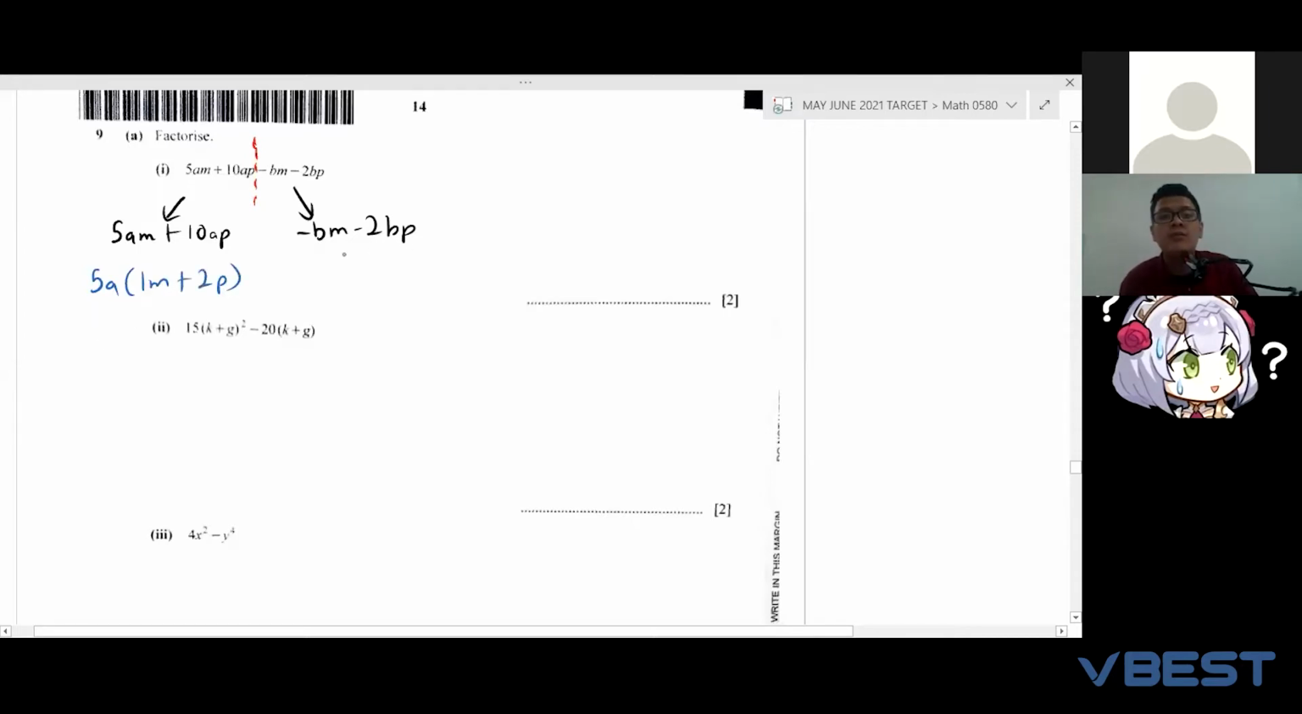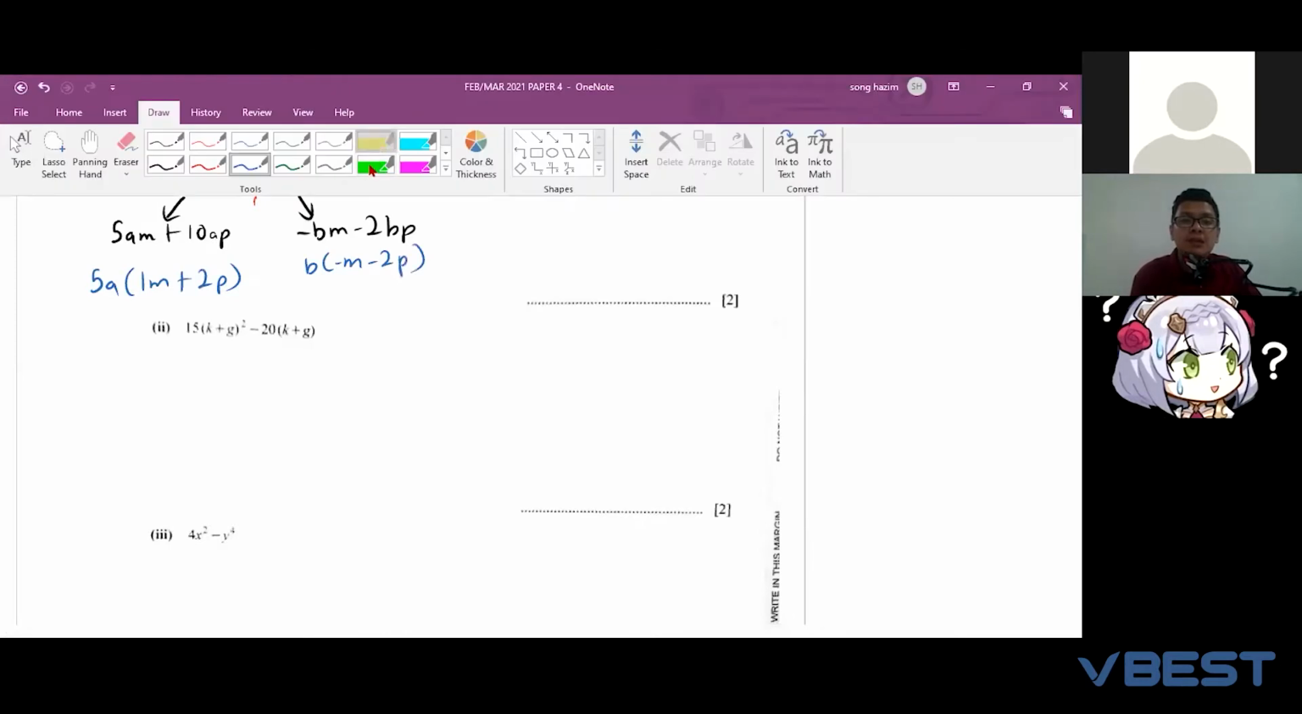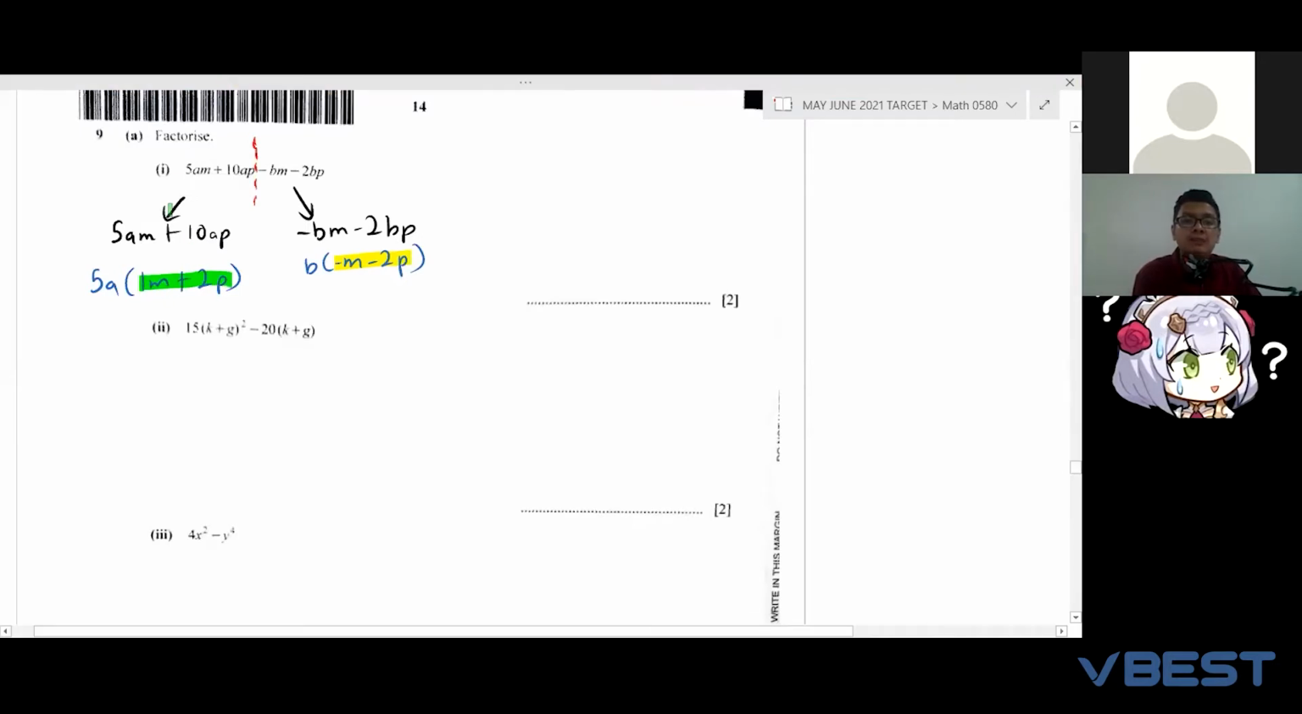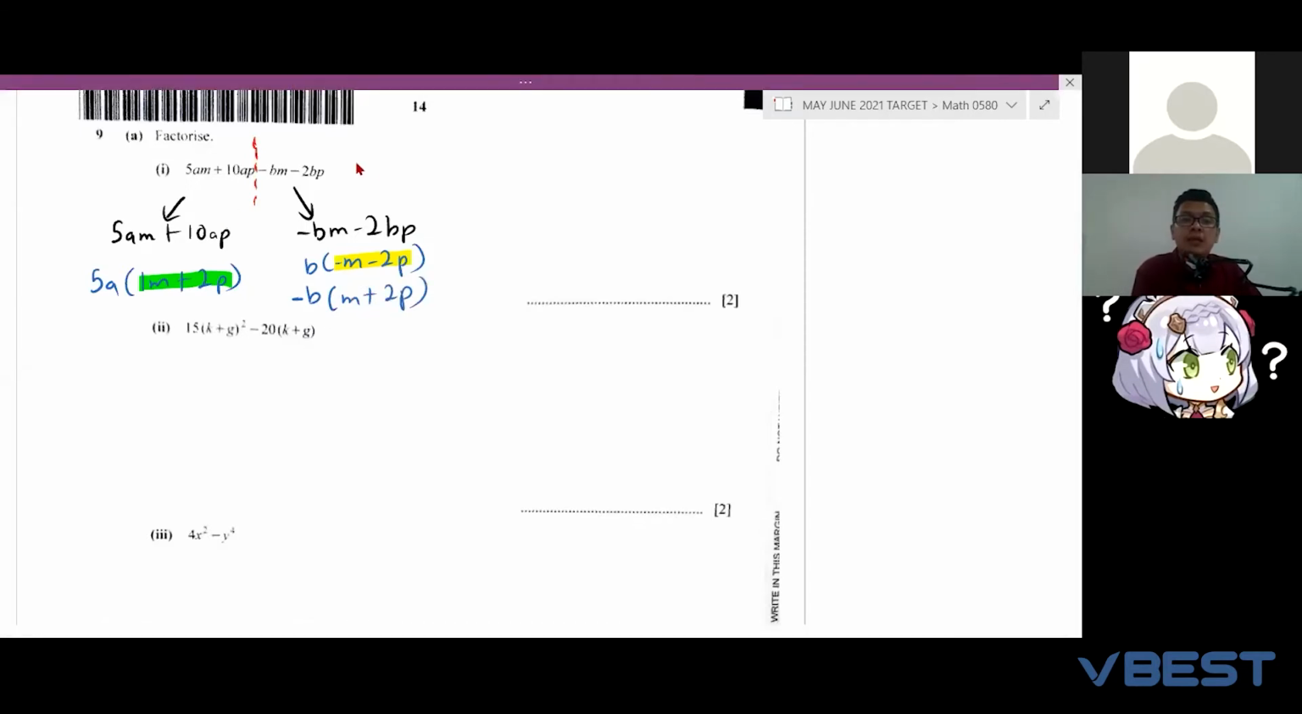How about on the right side? When you factorize, you need to make sure the brackets are the same. If you bring out b only, it becomes b(negative m minus 2p). Is it the same as this one? Actually, no. On the left side it is positive m plus 2p, but on the right side it is negative. You need to make sure it's the same. Now, what if you bring out negative b? It becomes negative b(m plus 2p). Now it's the same.